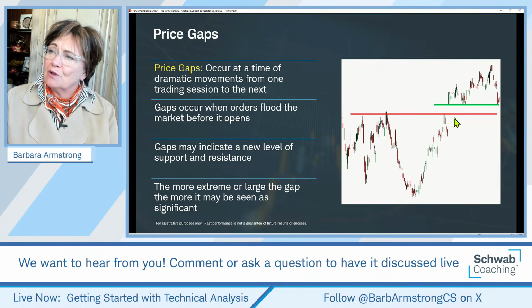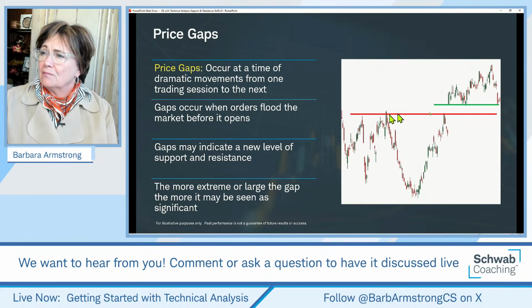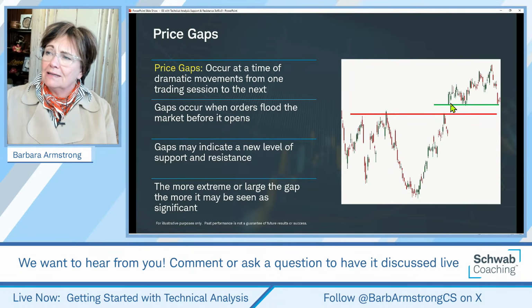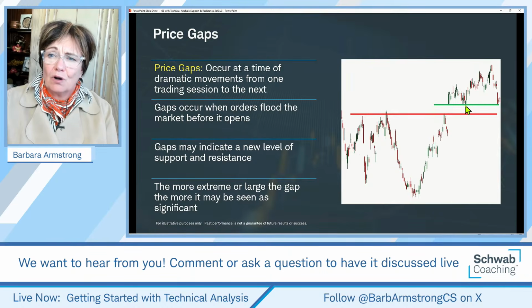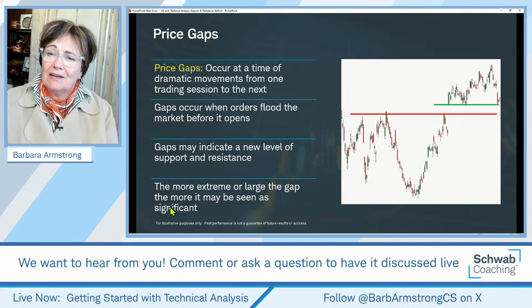And then sometimes we'll end up with a gap. So something will gap to the upside. Sometimes it'll come back down to where it broke out from. And sometimes it will just continue to run to the upside. And this, where it opened when it gapped, can end up becoming a new support level. So, gaps can indicate a new level of support and resistance. And the bigger the gap, the more significant it is seen as.